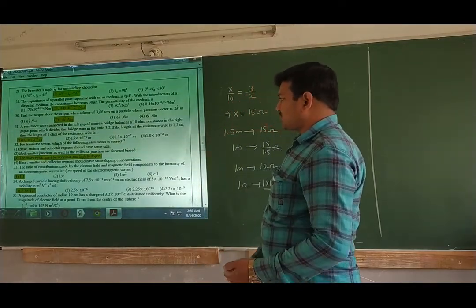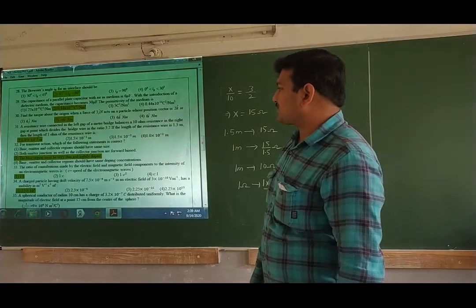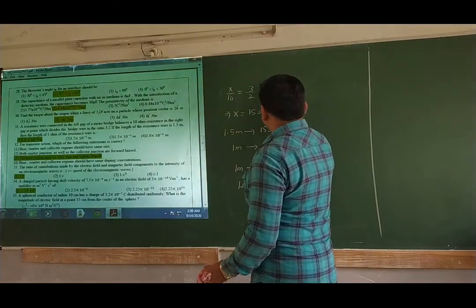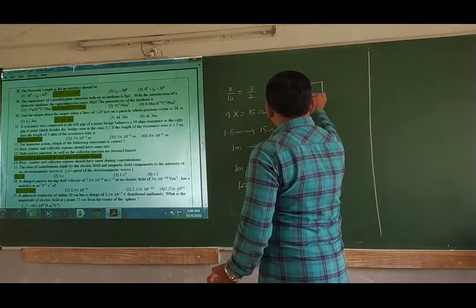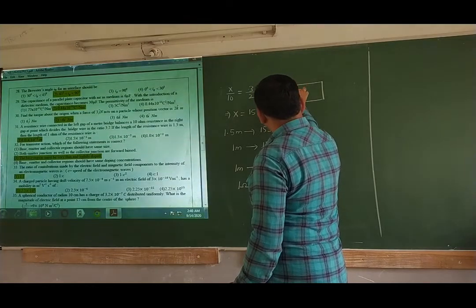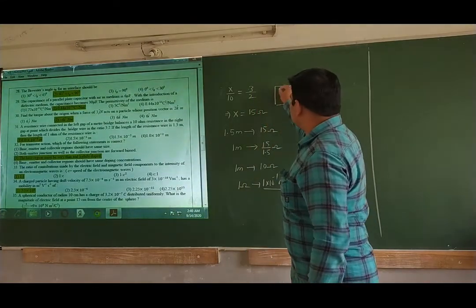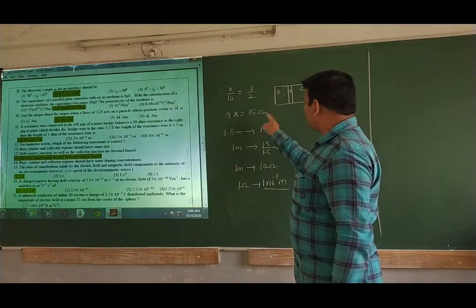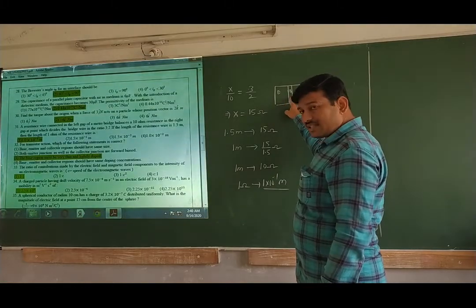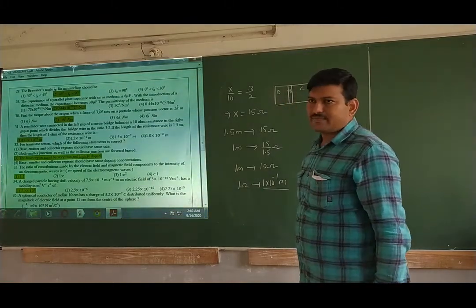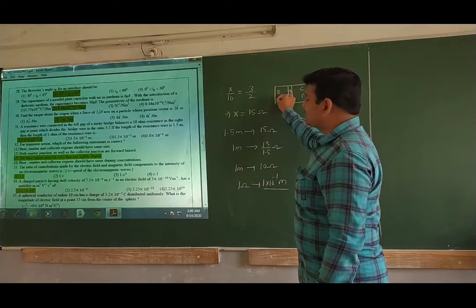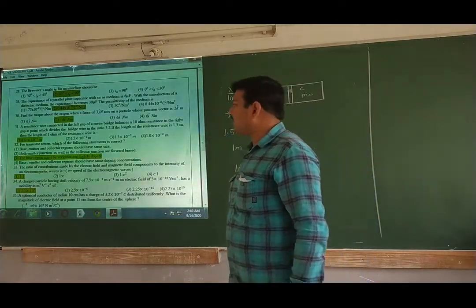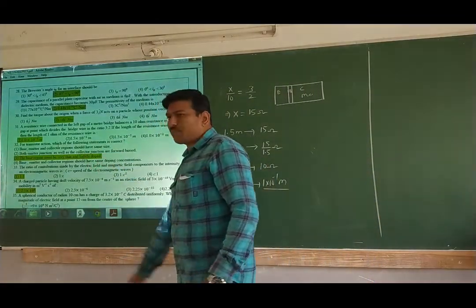32. It is a theory question. For a transistor action, which of the following statements is correct? You know that the pictorial representation of a transistor will be like this. This is emitter, this is base, and this is collector. The emitter is moderate in size, the base is very thin, and the collector is very large in size. The emitter is heavily doped, the collector is moderately doped, and the base is very lightly doped. So the base region must be very thin and lightly doped, which is the right answer.